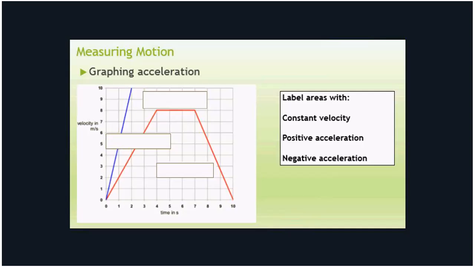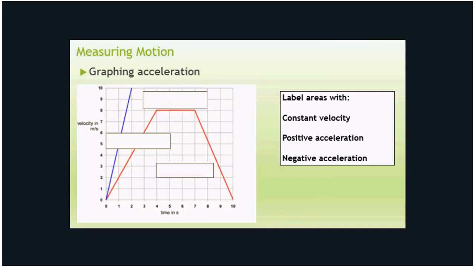The next type of graph we're going to look at is called a velocity versus time graph. You can also look at a speed versus time graph, and they are virtually the same graph because you cannot tell the direction that someone is moving based on a graph. So if you look at this graph, I'm ignoring the blue line. I'm going to look at the red line.